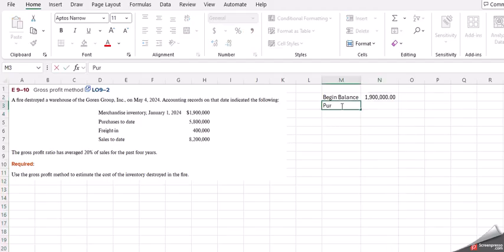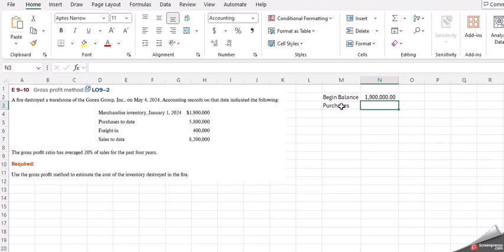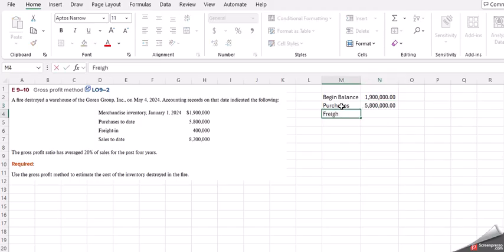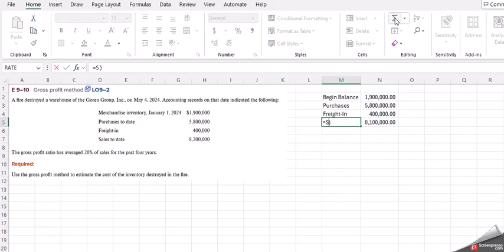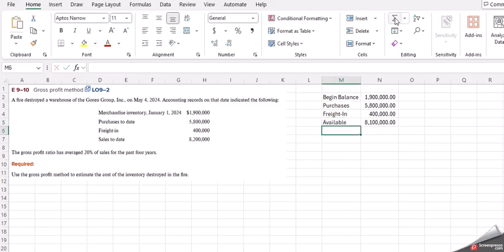Then we have purchases. Then we have freight in. So that leaves us what is available. Whoops, I don't want to sum it. Then we sold 8,200, but we have a gross profit margin of 20%. So then a 20% markup, if you will.